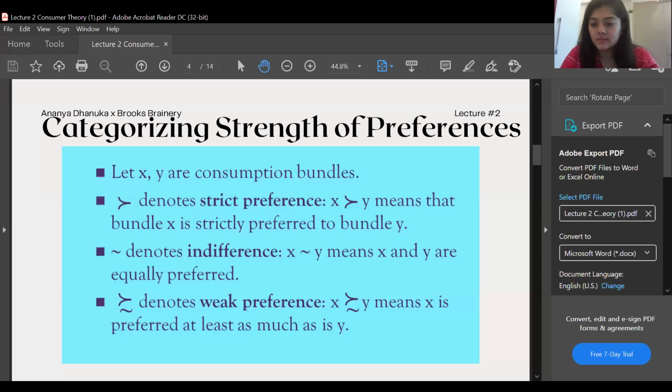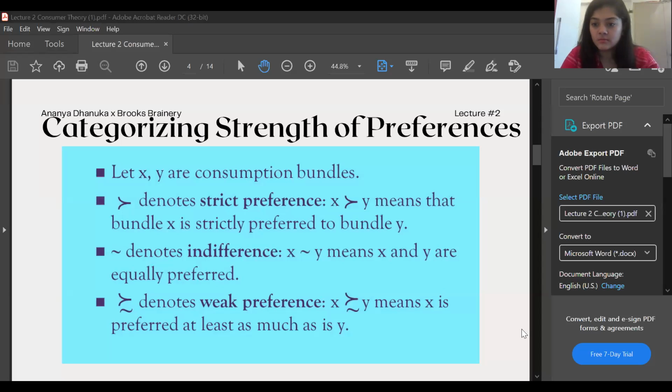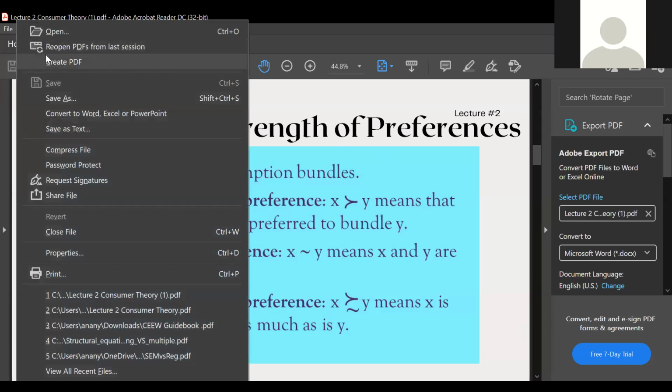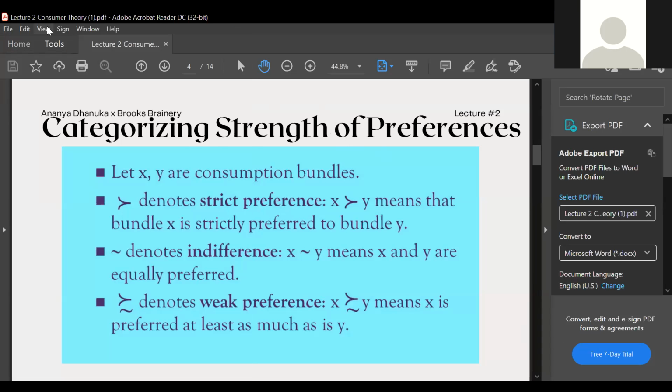My net is unstable. Okay, seems to be working. If I get cut out at any point, just let me know, okay?